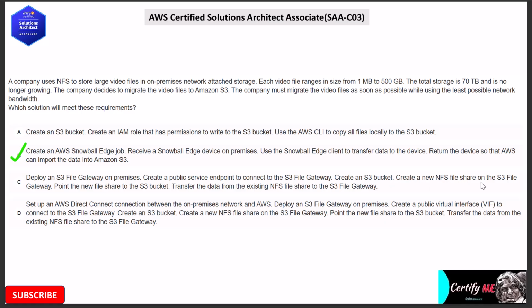Create a new NFS file share on the S3 file gateway. Point the new file share to the S3 bucket. Transfer the data from the existing NFS file share to the S3 file gateway.